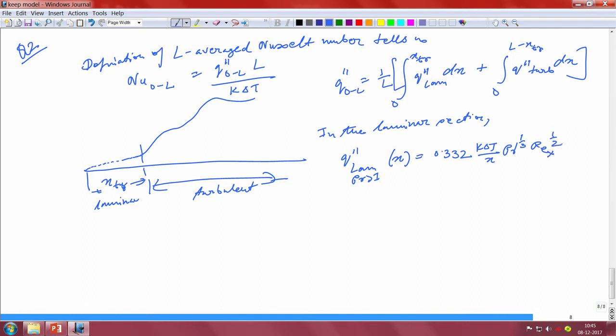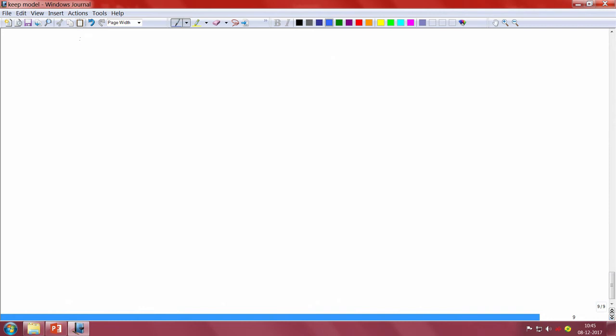Hence 0 to x tr laminar dx gives you 0.664 k delta t, Prandtl number 1/3, Reynolds number up to the transition to the power of half. For the turbulent section we do the same.